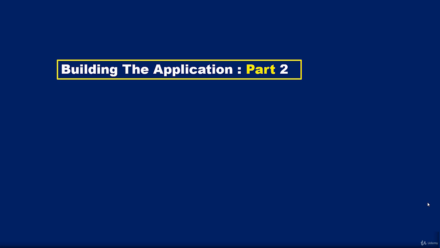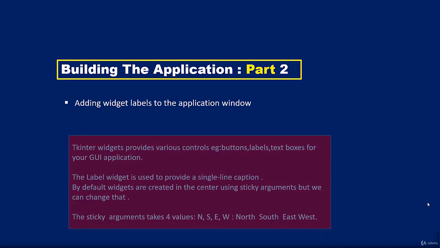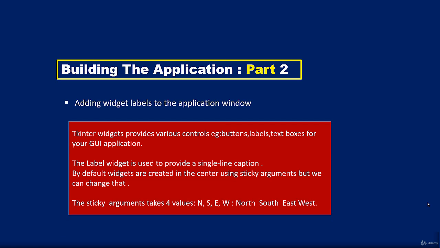In this part of the video, we are going to be adding widget labels to our application window. Tkinter widgets basically provide various types of controls that you can use in your application, for example, buttons, labels, text boxes, and so on. The label widget we are going to add in this video is going to be used to provide a single line caption. So it's basically going to provide a labeling for that particular widget in the window.